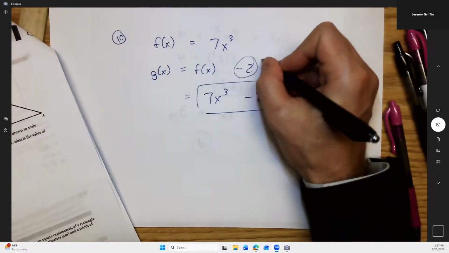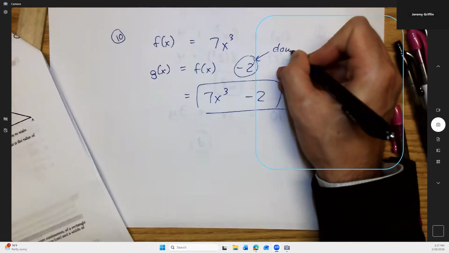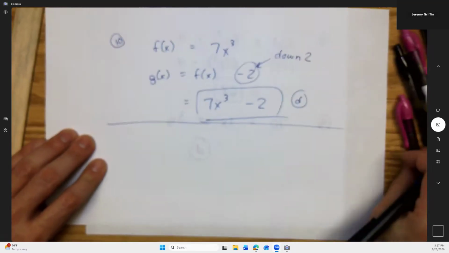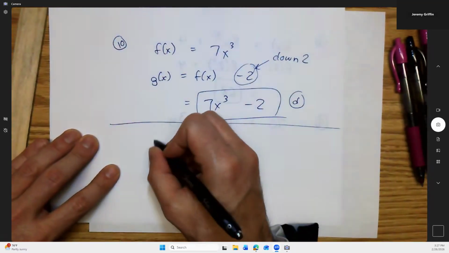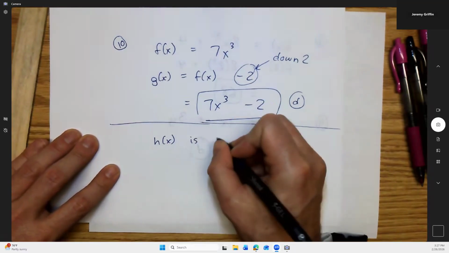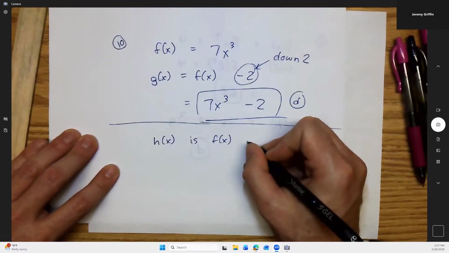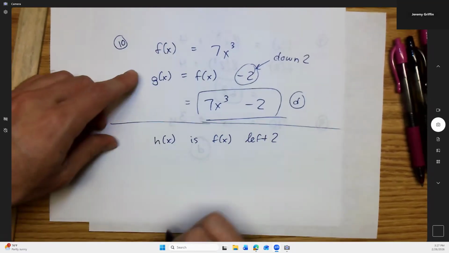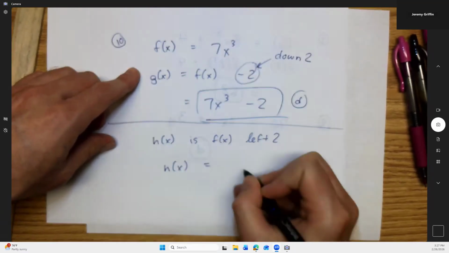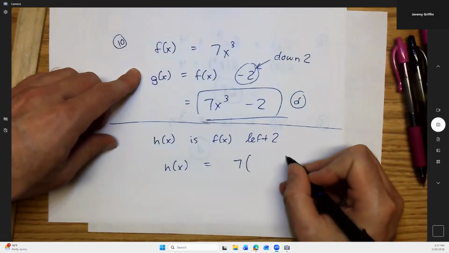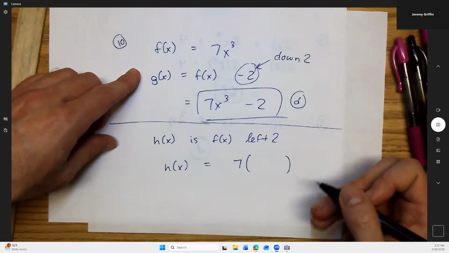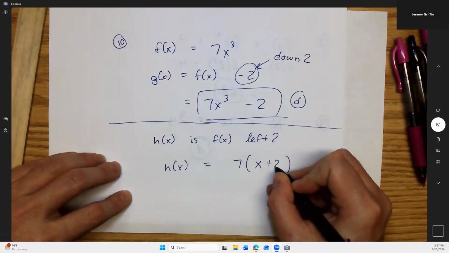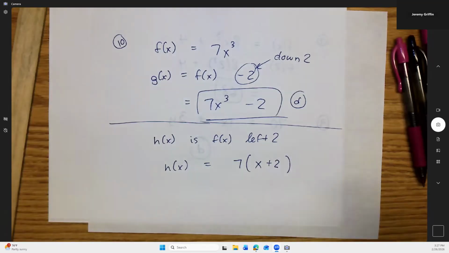Guys, last thing today. So that's down 2, right? Let's cover graph translations, because what if they said something else? What if they said h of x is f of x plus 2? How about left 2? How can you go left 2? You do x plus 2. It's sort of the opposite of intuition.